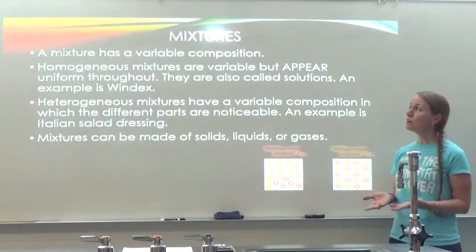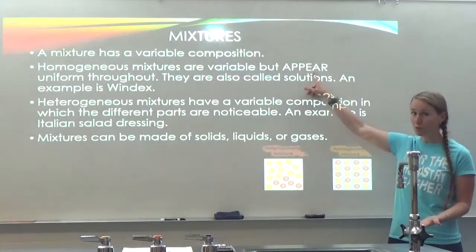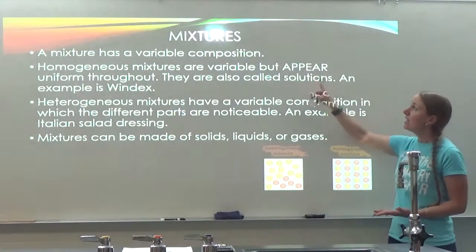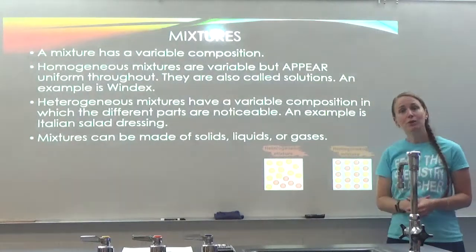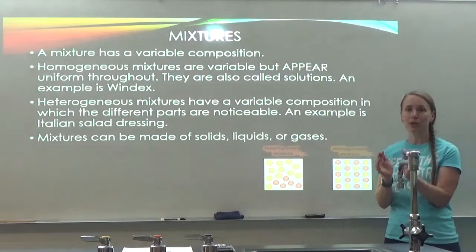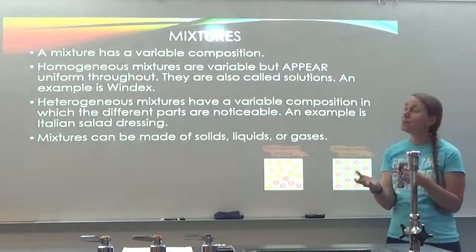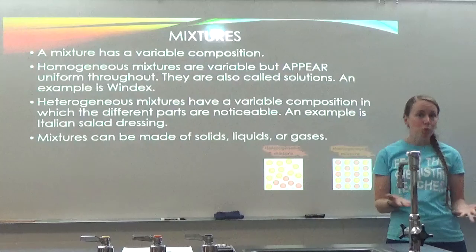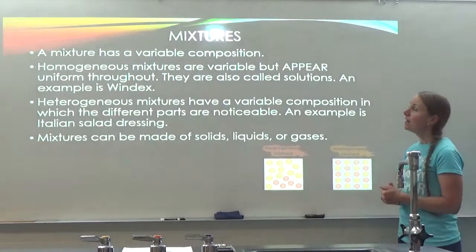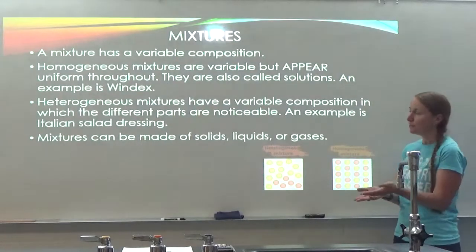So, mixtures. A mixture has a variable composition. Homogeneous mixtures are variable but appear uniform throughout. They're not actually uniform, it's just that the particles are so small you can't see the difference. They are also called solutions, and an example is Windex. Windex looks like it's just a pure blue liquid, but in reality, there are lots of different things mixed together. There's a base, usually potassium hydroxide or sodium hydroxide. There's water. There's the dye to make it a certain color. There's usually some sort of scent that's been added to make it smell good. We just can't see the difference.